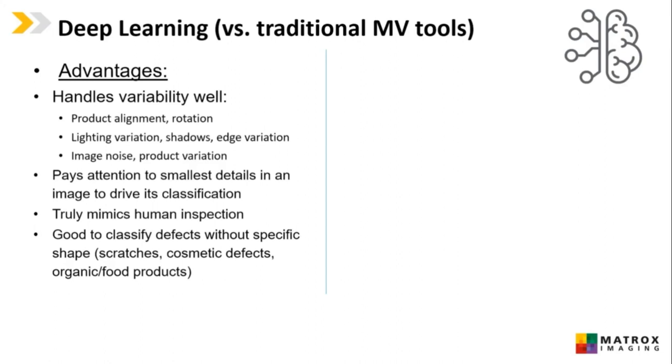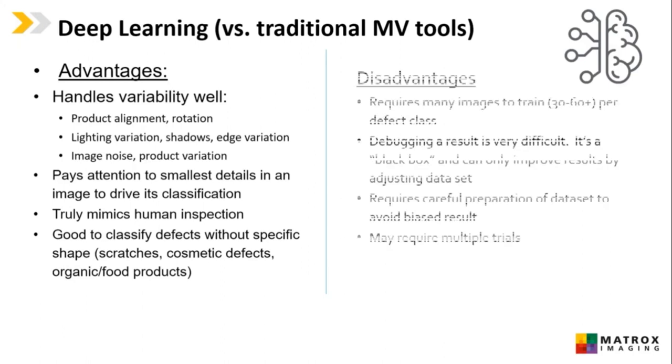And again, it's good to classify defects without specific shapes. We're talking about organic food products, scratches. We talk about a resistor that might be slightly bent, but it's still good. So these are some of the advantages of deep learning.